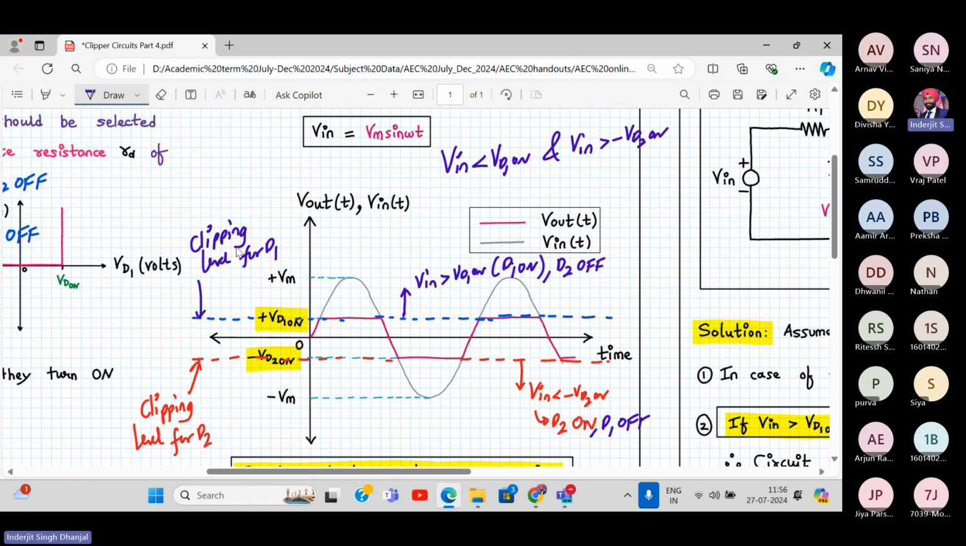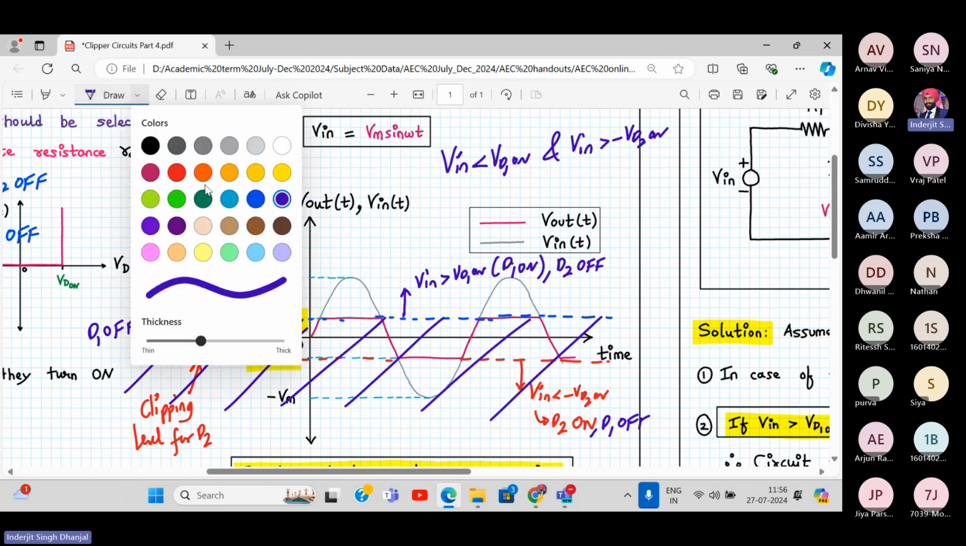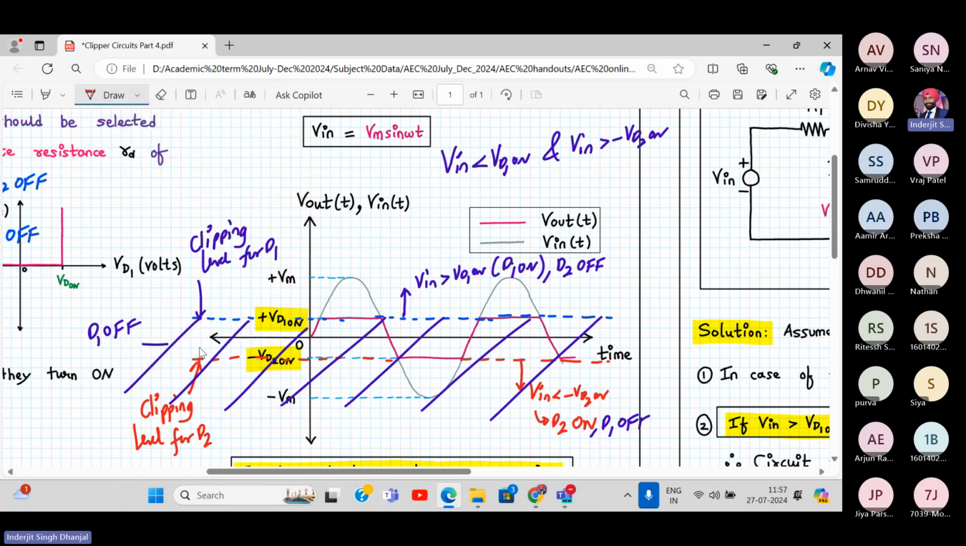So let me highlight it. D1 is on, D2 is off for below this line. See, D1 is off above this line, which I'm drawing over here. Below this line, D1 is off. So over here, D1 is off. And what about D2? D2 is off above this line, right? Above this line.